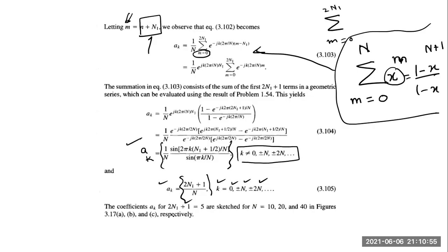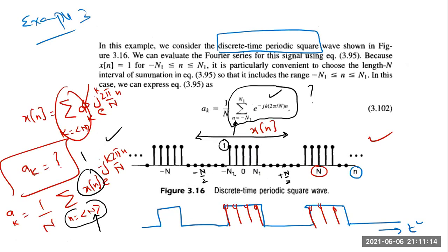Okay. Now, just to give you a visual representation of how these coefficients will look, one specific example is to consider a signal for which 2N1 plus 1 is equal to 5. And then we can consider three possibilities. In the first case, we assume the period is equal to 10, in the second case the period is equal to 20, and in the third case the period is equal to 40. So what we are doing is changing the period, but fixing 2N1 plus 1 equal to 5.